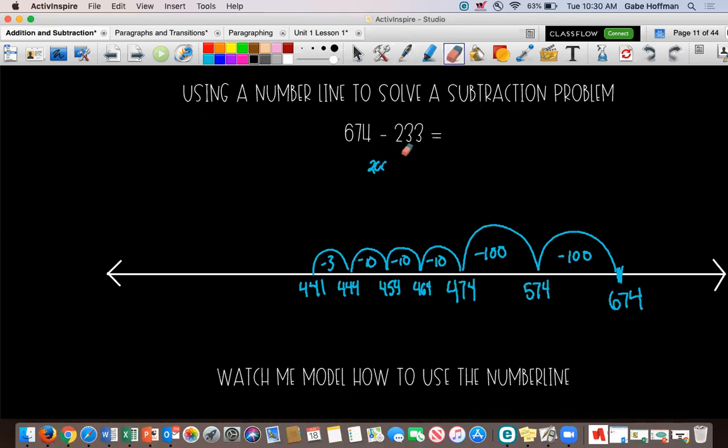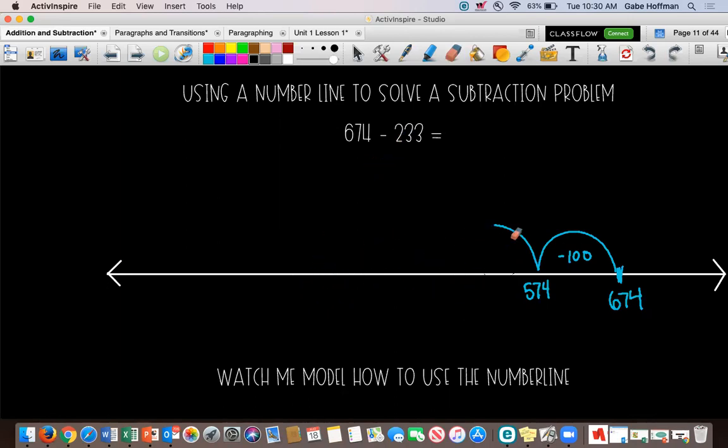However, I can make larger jumps if I'm comfortable with it and I know how to subtract by place. So what I mean by that is I can start at 674 and I can just go back 200 to start instead of 100 and then 100 and get to 474, because I'm 2 out of the hundreds place. Then I can go back 30.